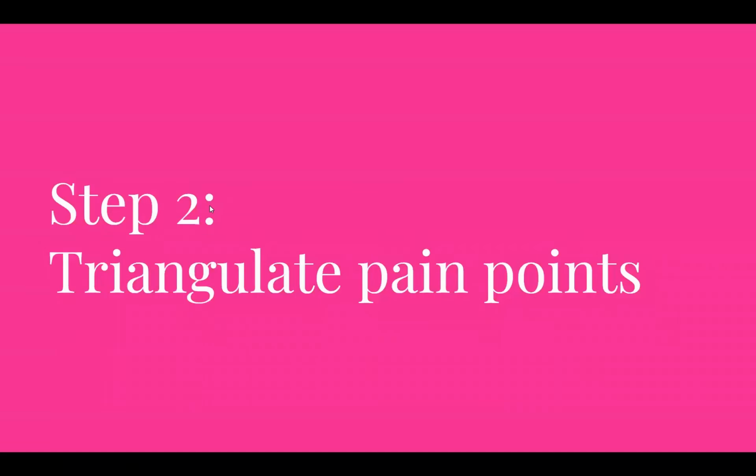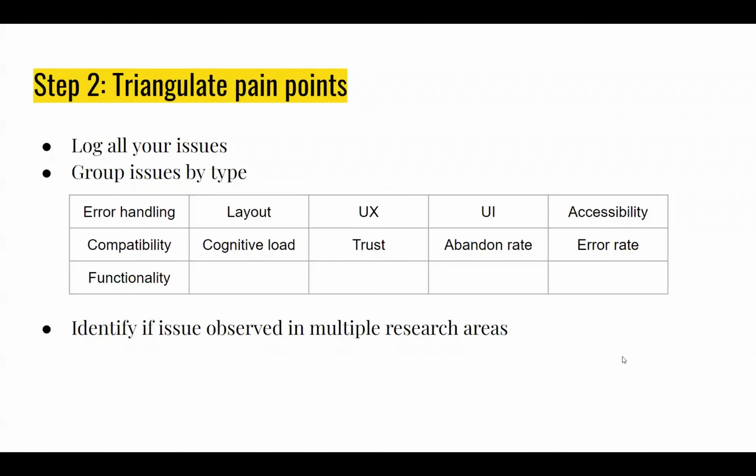Okay, so we've gone through my checklist, all the research points that you can look at, all of the tools that you might use. What do you do with all this information once you've got everything together? Well, you need to triangulate all of the pain points. So you need to log all of your issues and then group them by type. And here are some suggestions. So is it an error handling problem?